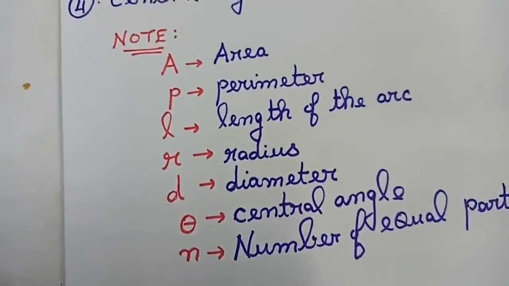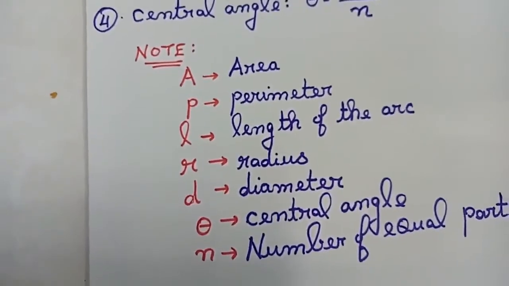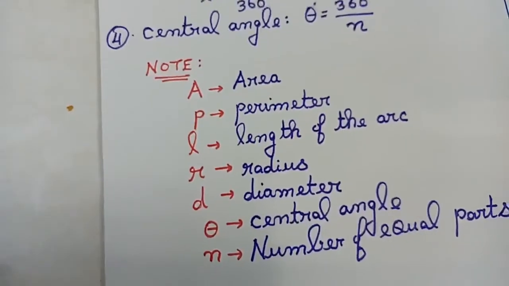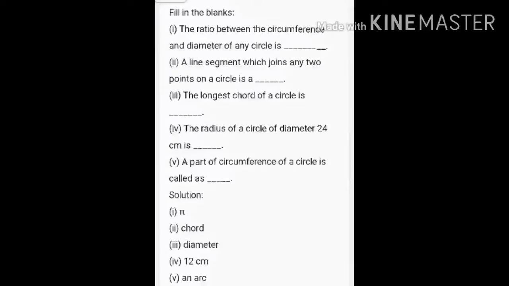Now we are going to start exercise 2.1. First we are going to complete the fill up and match the following. Then we are going to do the sums, students. Exercise 2.1 first sum, the fill up. The first question: the ratio between the circumference and diameter of any circle is pi. The meaning of pi is 180 degree.